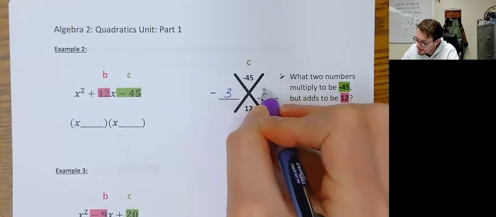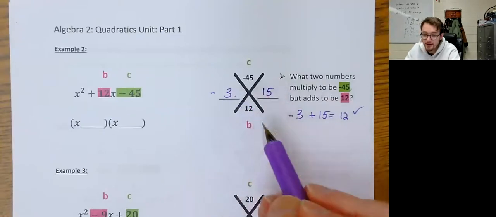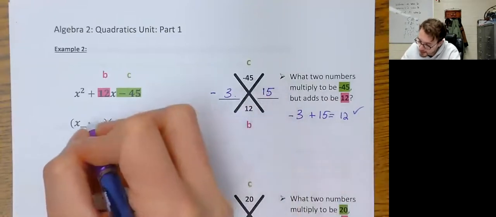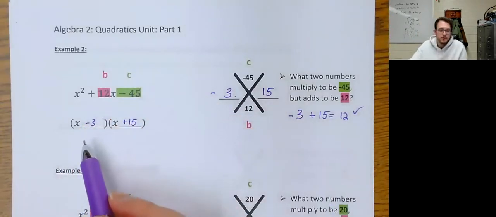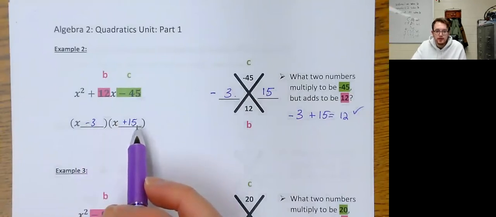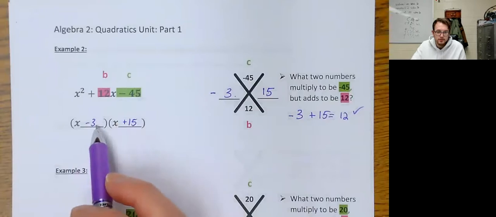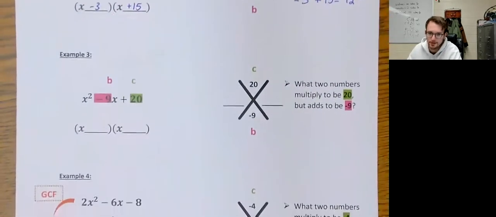Negative 3, positive 15. Negative 3 times 15 is negative 45. Negative 3 plus 15 is 12. So I get x minus 3 and x plus 15. I haven't said it in this video yet: order doesn't matter. I could do x plus 15 and x minus 3. Just put them in one of them. x plus 15 times x minus 3 or x minus 3 times x plus 15. Order does not matter. Multiplication is commutative. I hope I said the right property.